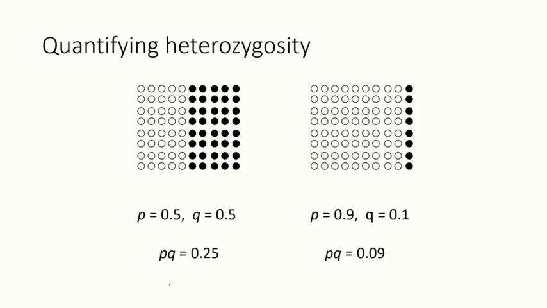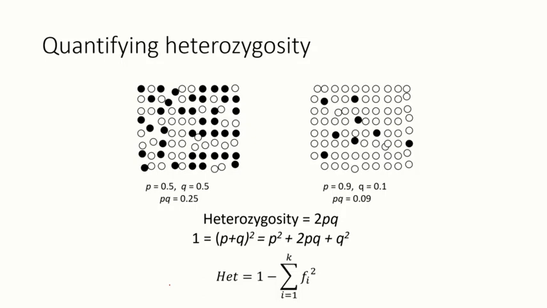Heterozygosity. That's what I'm writing on the same idea here. So if you have 90% of this, 1% of that, it's small heterozygosity. So the formula comes from (P plus Q) squared equals 1, and then you factorize this, and you get the same as 1 minus P squared minus Q squared. But that's the formula.